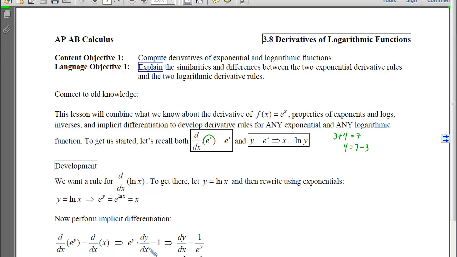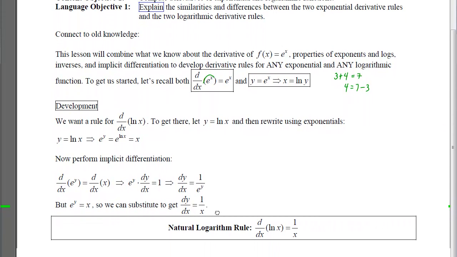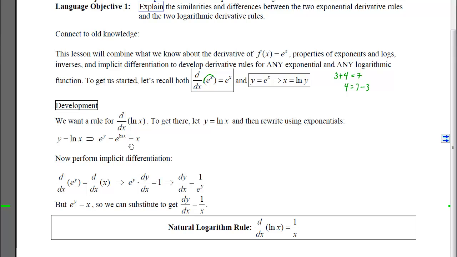If I then isolate dy dx, like I did with implicit differentiation in section 3.6, I would have dy dx equals 1 over that e to the y. But going back up to the beginning, we can see that e to the y is the same as x, and because it is, we can substitute out this e to the y and have an x instead. That helps us develop this natural log rule, which is the derivative of log natural of x is just 1 over the inside. So whatever's inside here is going to get dumped into the denominator.